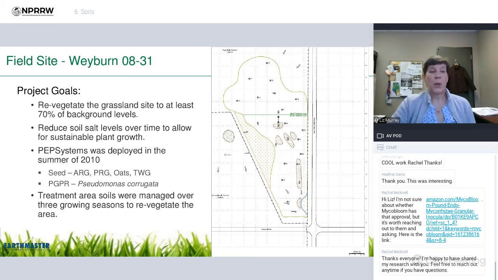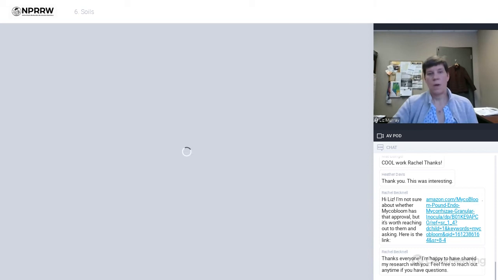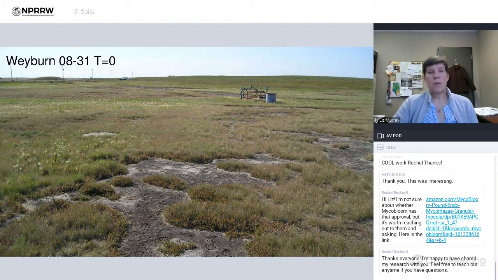So we actually deployed this in the summer of 2010. And we used a series of 4 species of plants and a Pseudomonas. And then we managed these treated soils over time. And just very briefly, what we found is this is what the site looked like when we got there. It had ECs of up to 40.